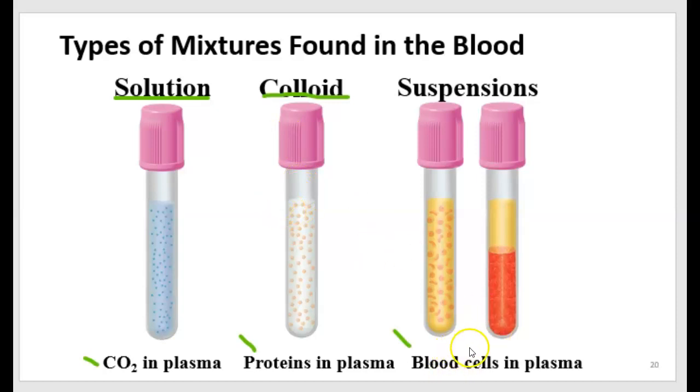Blood cells are the largest, and because they're so large, they weigh more, they're kind of heavy, and when the blood is left at room temperature, these cells sink to the bottom of a collecting tube. So suspensions are mixtures in which the particles are large, and the solute and the solvent separate upon standing. So that's the difference between the three different types of mixtures.